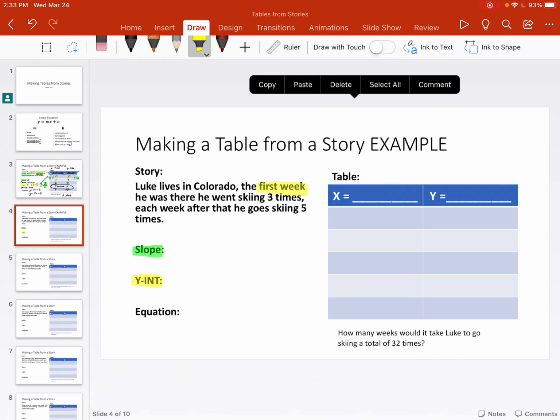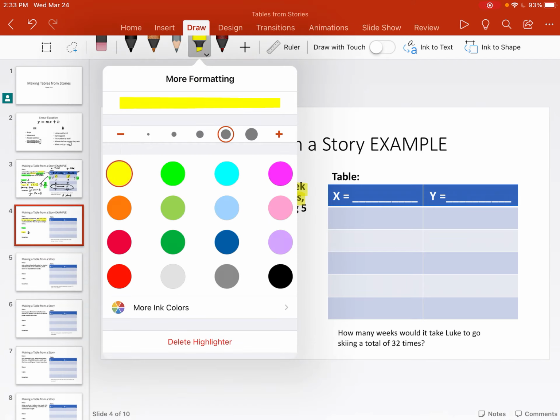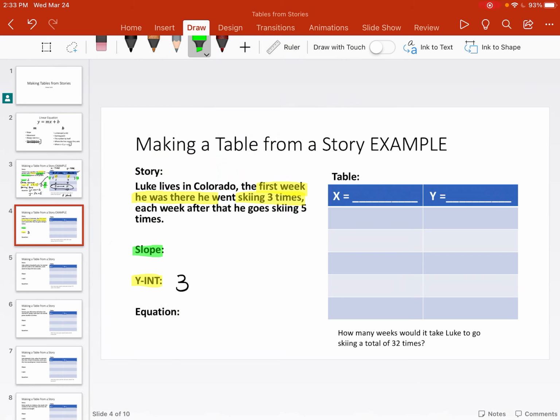I see the first week he was there, he went skiing 3 times. So that's our starting point. He went 3 times in week 0. And then if we look at each week after, he goes skiing 5 times. So I know my slope is going to be 5. I'm going to put that all together. Y equals 5x plus 3.